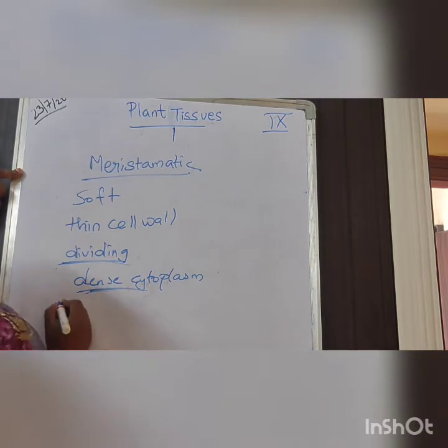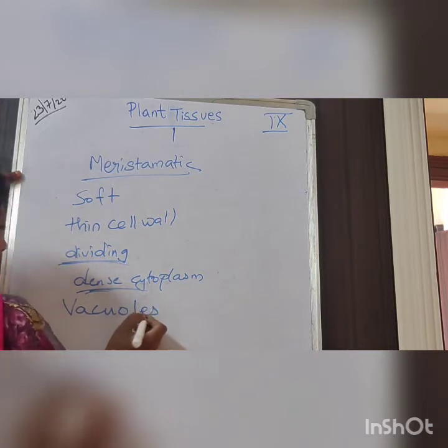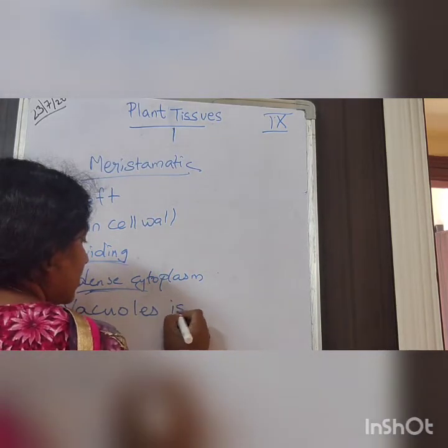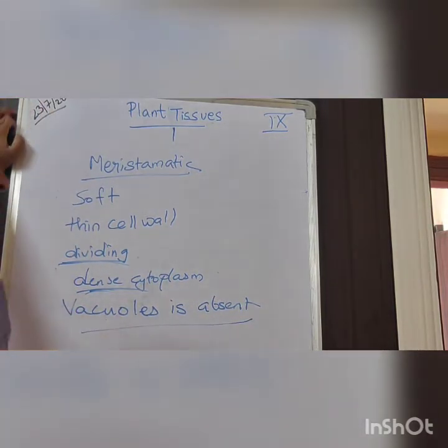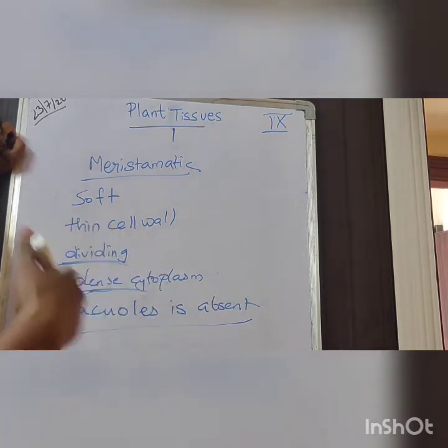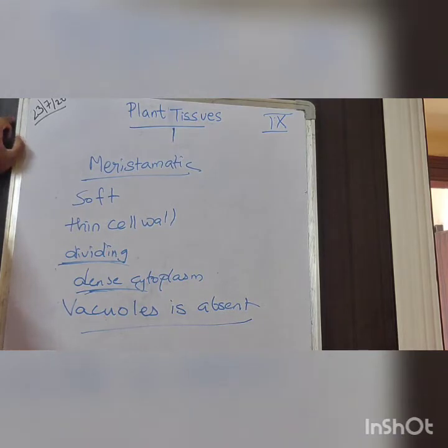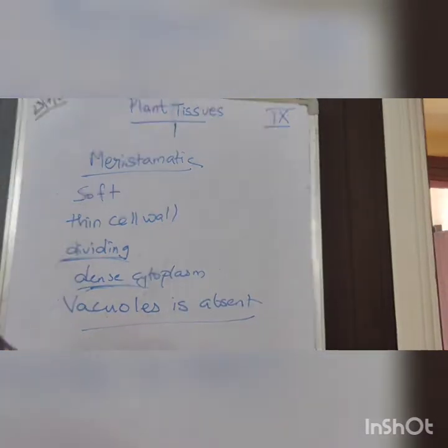And one more point is the vacuoles are absent. It's not given in your textbook, but for your knowledge I am telling. In meristematic tissue, vacuoles are absent. Why? Because what is the function of vacuole? Vacuole function is storage of food or waste or anything. But here they are continuously dividing. There is no storage. So that's why vacuoles are absent in these meristematic tissue cells. Next, intercellular spaces are present.